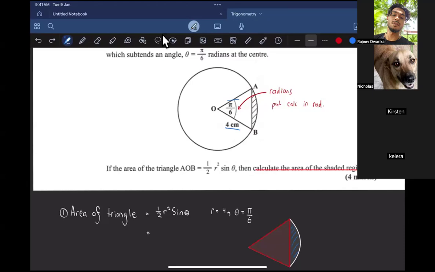Kirsten, let me see where you send my here. Okay, lovely. Yes, Kirsten, you got the answer. Nice. Kirsten, here's what I want you to do for me. Instead of theta being pi over 6, I want you to convert that to degrees. Kirsten, remind me, pi is equal to how many degrees?